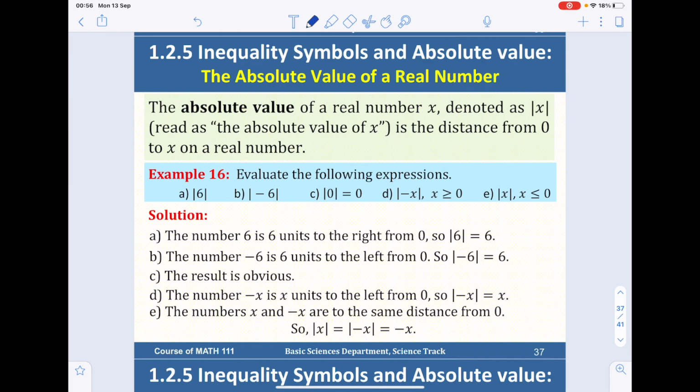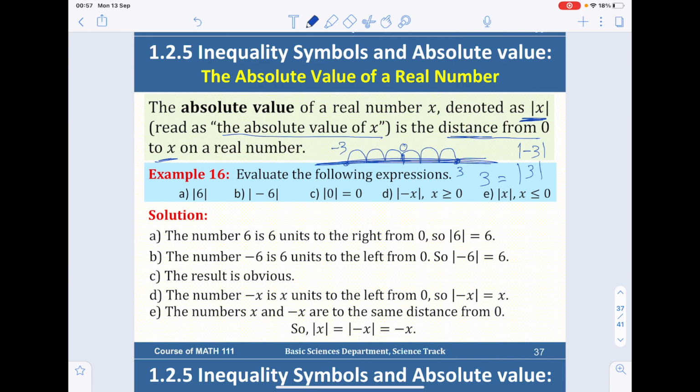Now, the absolute value of a real number x is denoted by these bars. Let's read that: the absolute value of x is defined as the distance from 0 to x on the real number line. So the absolute value only cares about how many units I am far from 0. So here is 0, and I have negative 3 or 3. The absolute value of negative 3 or 3 equals 3. Why? Because I am 3 units away from 0, and here I can also be 3 units away from 0. So the number could be 3 or negative 3. That's why the absolute value cares about how far I am from 0. I don't care whether I am to the left of 0 or to the right of 0. I care only about how many units I am from 0.